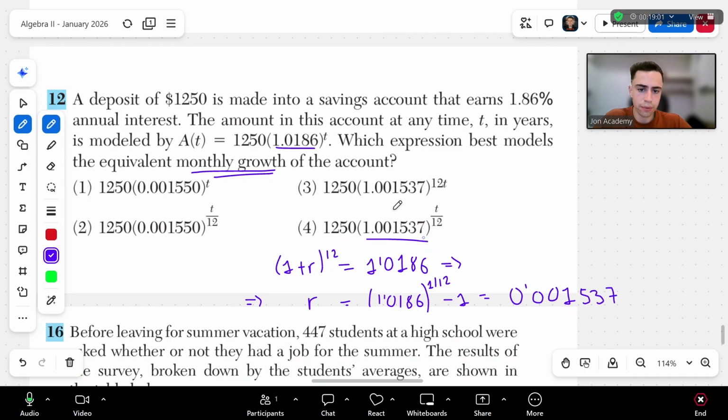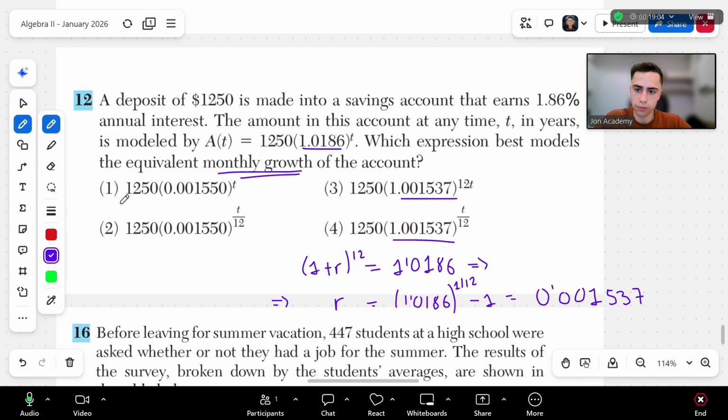So we can see it's gonna be either the third or the fourth option, because the first two we can discard them. And then between the third and the fourth, we are gonna take the one that has this exponent, because there are gonna be 12 months. That's why you have 12t on the exponent instead of t that you had in the yearly one. So it's gonna be the third option for this question.